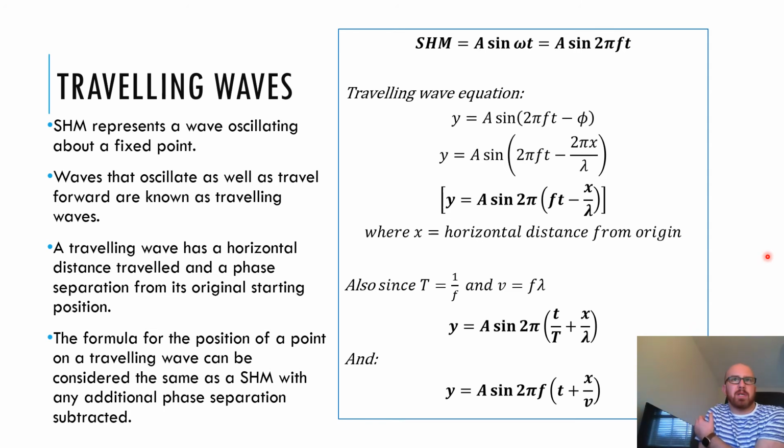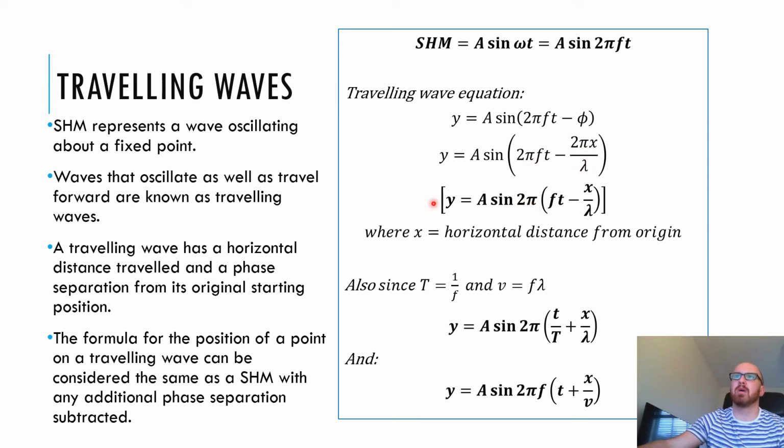The formula for the position of a point on a travelling wave can be considered the same as a simple harmonic motion formula, with an additional phase separation subtracted. That's that symbol there, I'm going to call it capital theta. So simple harmonic motion is y equals A sine omega t. The omega can be changed into 2 pi f, so A sine 2 pi f t, and then the travelling wave equation subtracts this phase difference here from the last slide. So y equals A sine 2 pi f t minus 2 pi x over lambda.